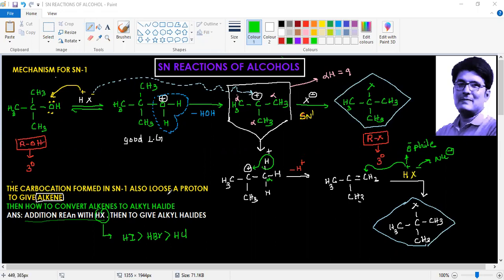Why? Because the X minus of HX is a very weak base, we know that. X minus means Cl minus, Br minus or iodide ion. So X minus is a weak base.